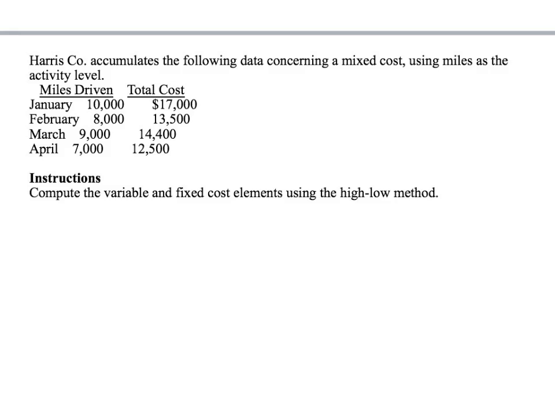Here we have Harris Company, which accumulates the following data concerning mixed cost using miles as the activity level. So in January they drove 10,000 miles, it cost 17,000. February they drove 8,000 and it's 13,000. Well, you can see that the costs are changing, but they're not doubling, they're not changing in proportion to activity. So what we do in the high-low is we take the change in cost over the change in activity.